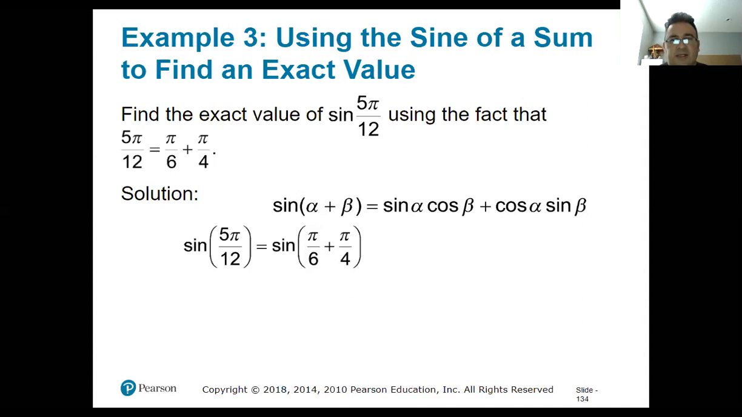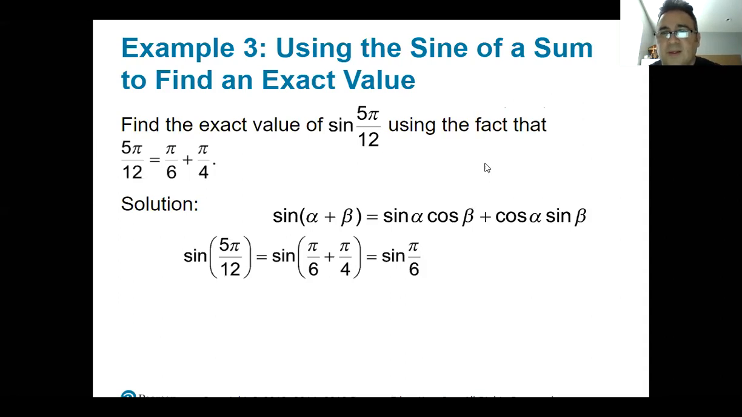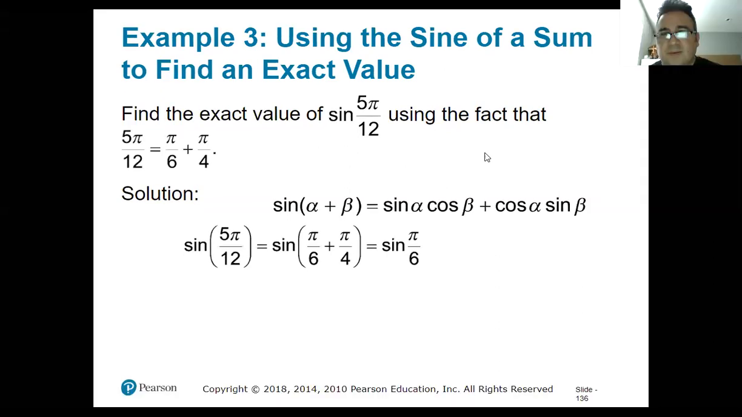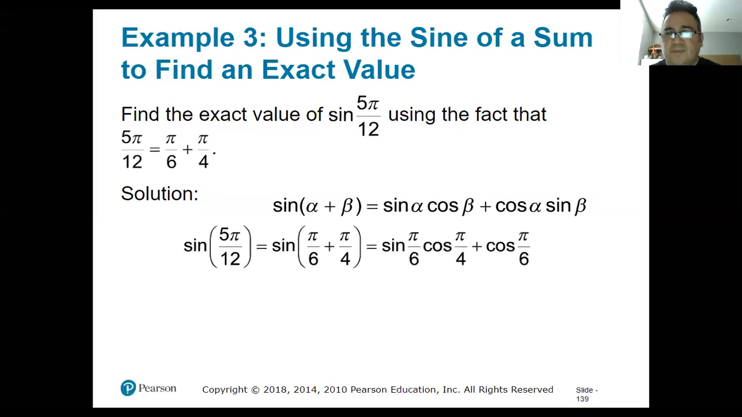So now I need to split those two apart, right? So I have sine of pi over 6 times cosine of pi over 4, plus cosine of pi over 6 times sine of pi over 4. Good job.